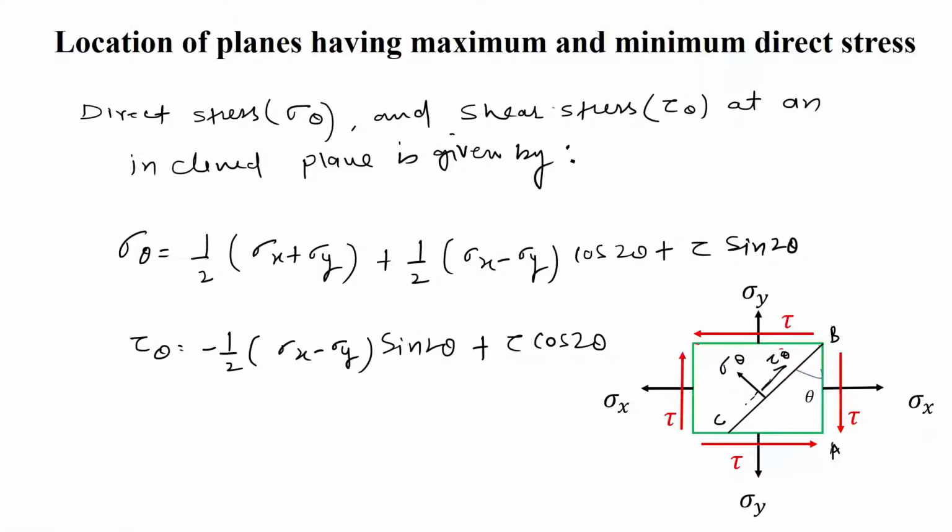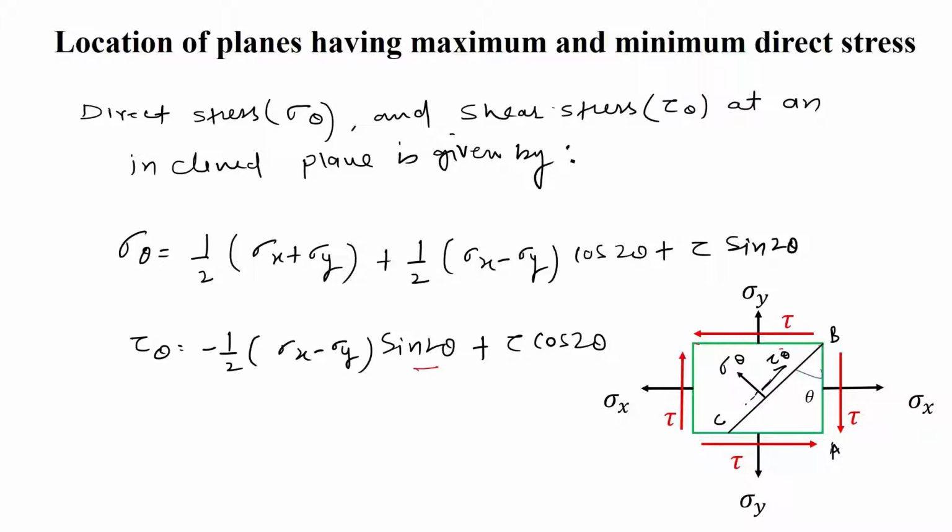Hello everyone, welcome back. In this lecture we are going to discuss the location of planes having maximum and minimum direct stress. So direct stress sigma theta and shear stress tau theta at an inclined plane are given by these two formulas. Sigma theta is equal to 1 by 2 (sigma x plus sigma y) plus 1 by 2 (sigma x minus sigma y) cos 2 theta plus tau sin 2 theta, and tau theta is equal to minus 1 by 2 (sigma x minus sigma y) sin 2 theta plus tau cos 2 theta.